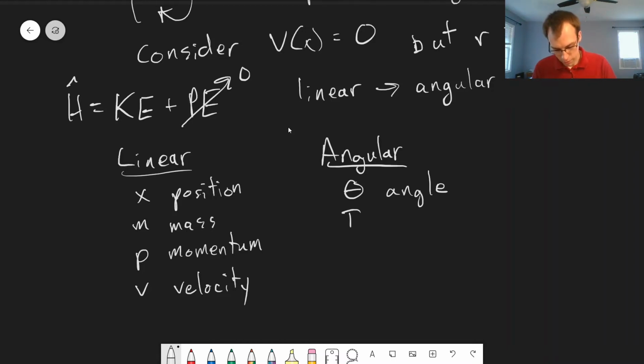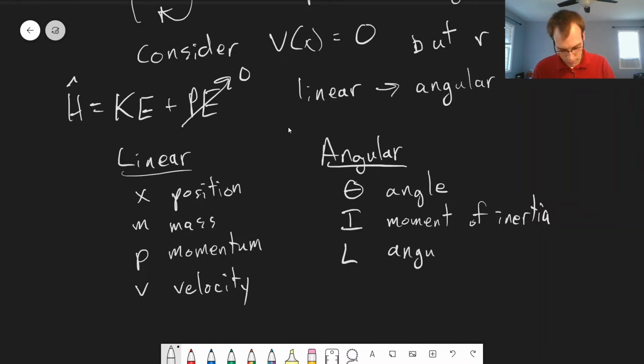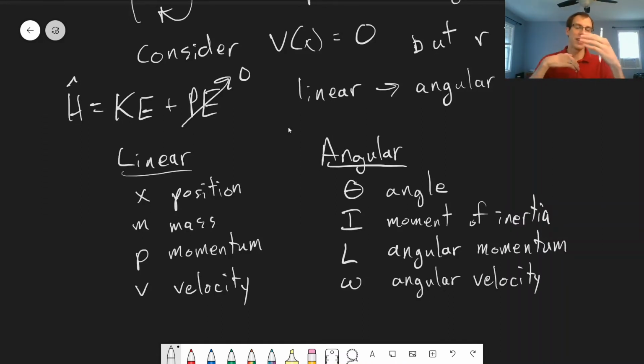The mass is equivalent to I, the moment of inertia. Mass tells us how hard it is to move an object. Moment of inertia tells us how hard it is to spin an object. Instead of momentum, we have L, the angular momentum. This is the momentum of an object spinning rather than an object moving in a straight line. And instead of velocity, we have omega, the angular velocity. So how quickly does something spin? What's the rate of change of the angle as a function of time?